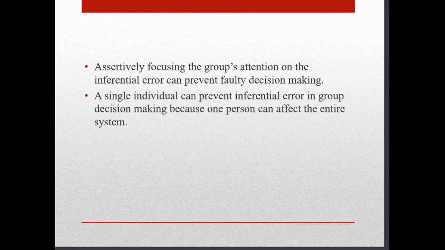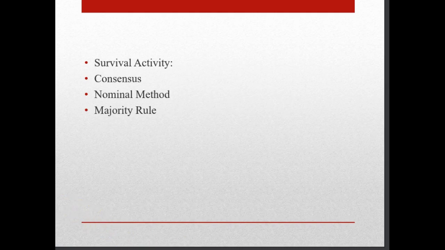So how can you fix collective informational errors? Inferential errors, sorry. You can focus the group on the inferential error. So you can say, I think we're making a wrong inference here, and you can draw their attention to it. And often that's enough just to shift the focus of the group. A single individual can prevent an inferential error. All it takes is one group member to point it out, and it can be fixed.